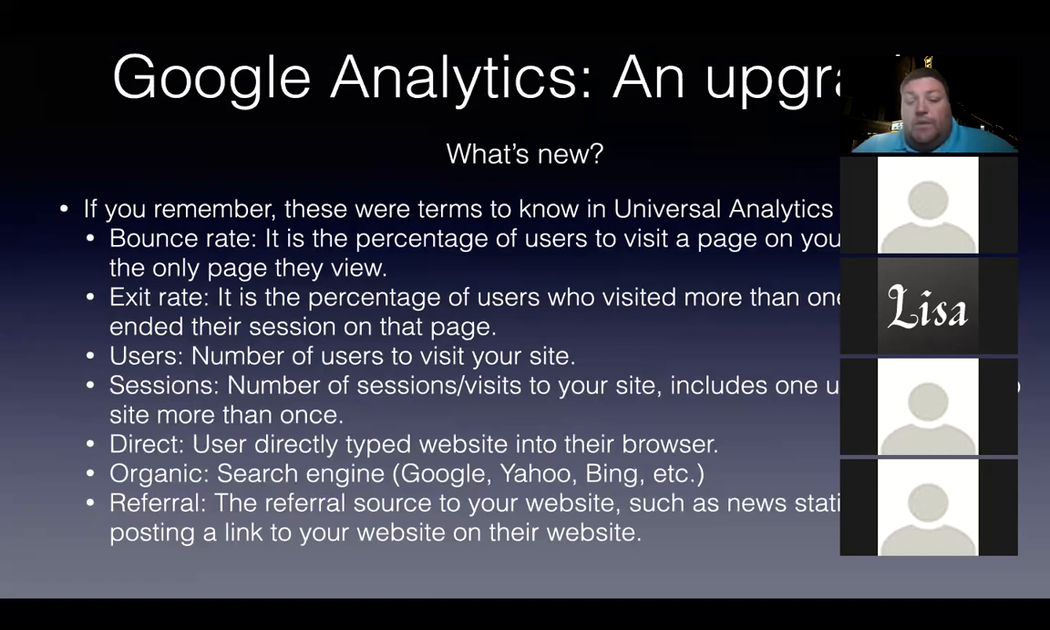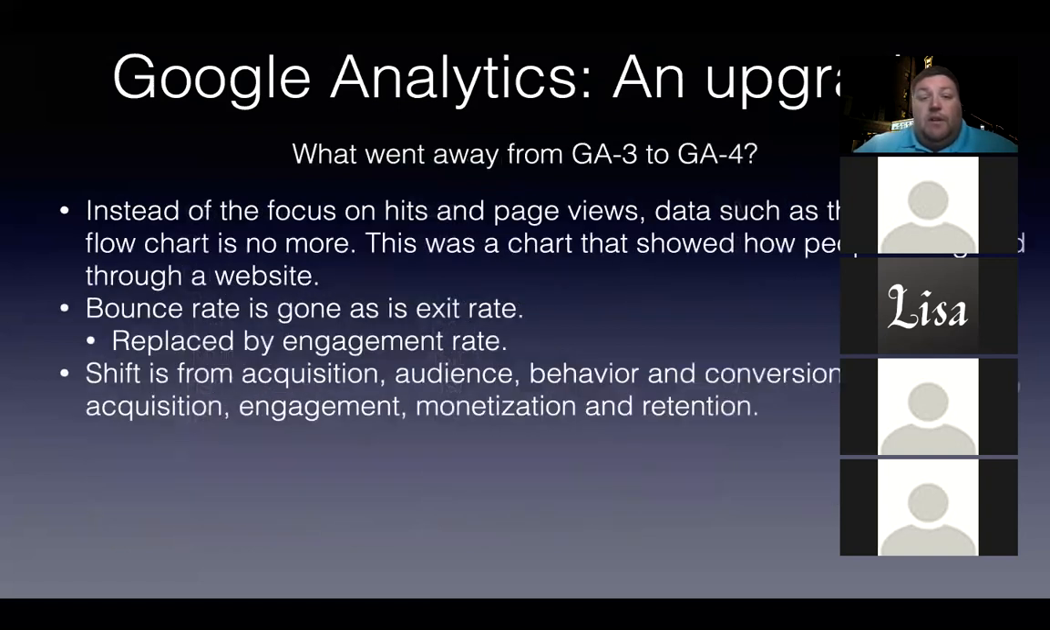And then referral was a source to your websites, maybe such as a news station like Fox 6 posting a link to your website on their website. So if your business was featured in a story, they could put a link to your website in the story. If someone were to click on that, that would count as a referral link to your website. So what went away from GA3 to GA4?